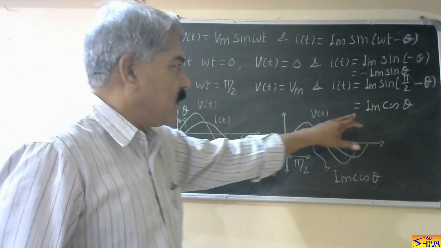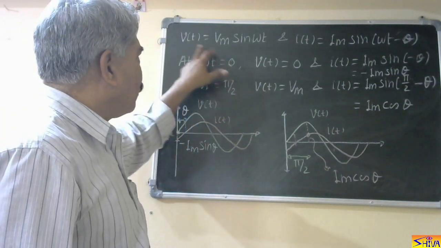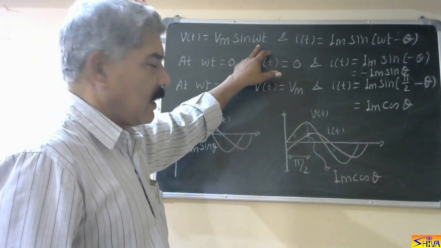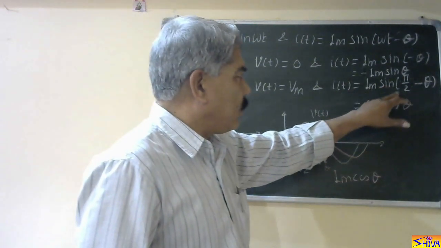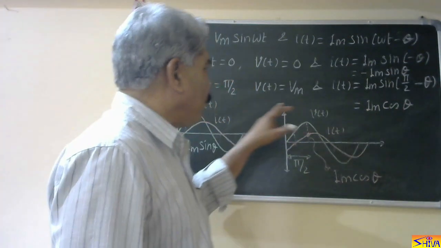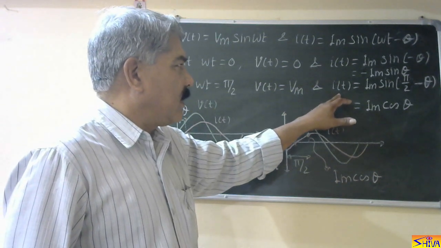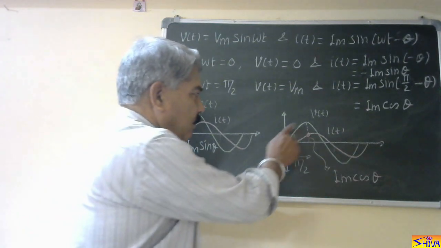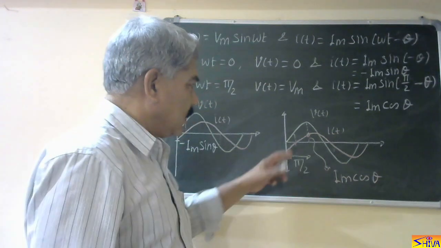Now let us see how this Im cos theta signal is obtained. At omega t equal to pi by 2, Vt will be equal to Vm, since sin pi by 2 is 1. And It will be equal to Im sin(pi by 2 minus theta). Sin(pi by 2 minus theta) is nothing but cos theta. So when the voltage is passing through its peak value, whatever is the instantaneous value of the current, that is nothing but Im cos theta. So this is Vt, this is the current, and this is angle theta.